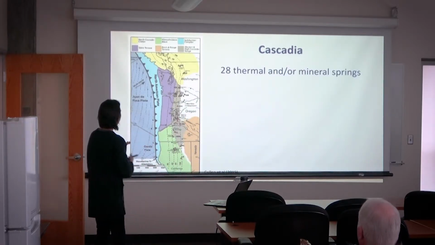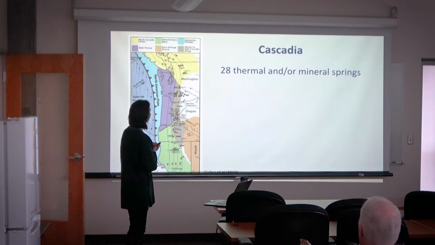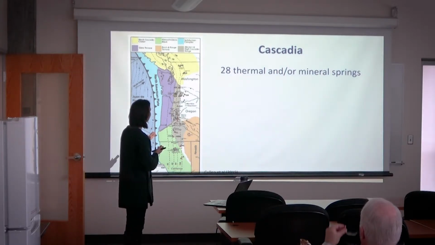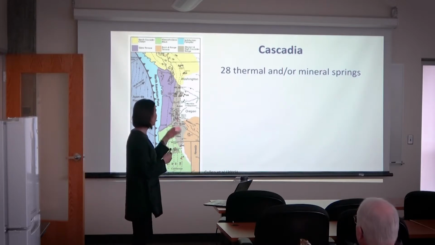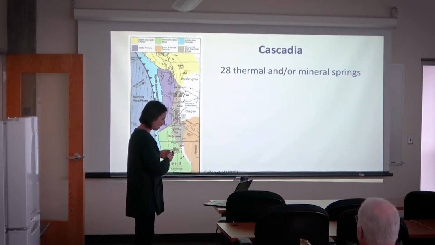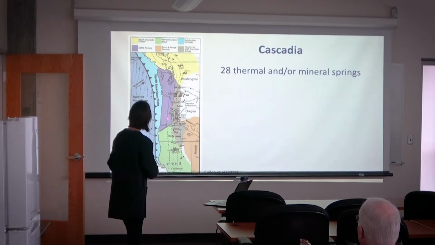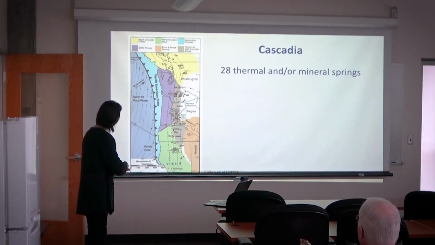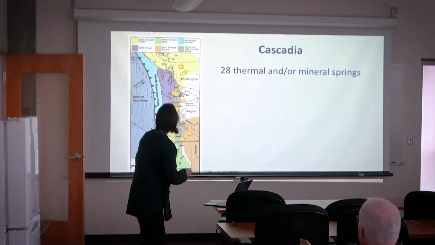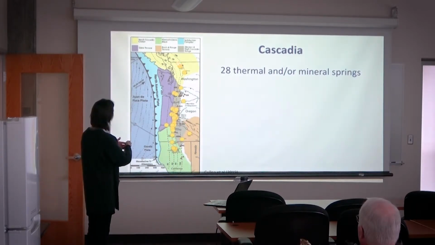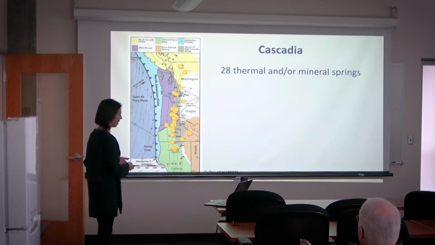So this is some work that a master's student of mine, Jeff Cullen, did. He was looking at 28 thermal or mineral springs along Cascadia, and on this map right here, these dotted lines represent the depth to the subducting slab. And so these thermal springs are located all the way up from Washington down to Northern California.